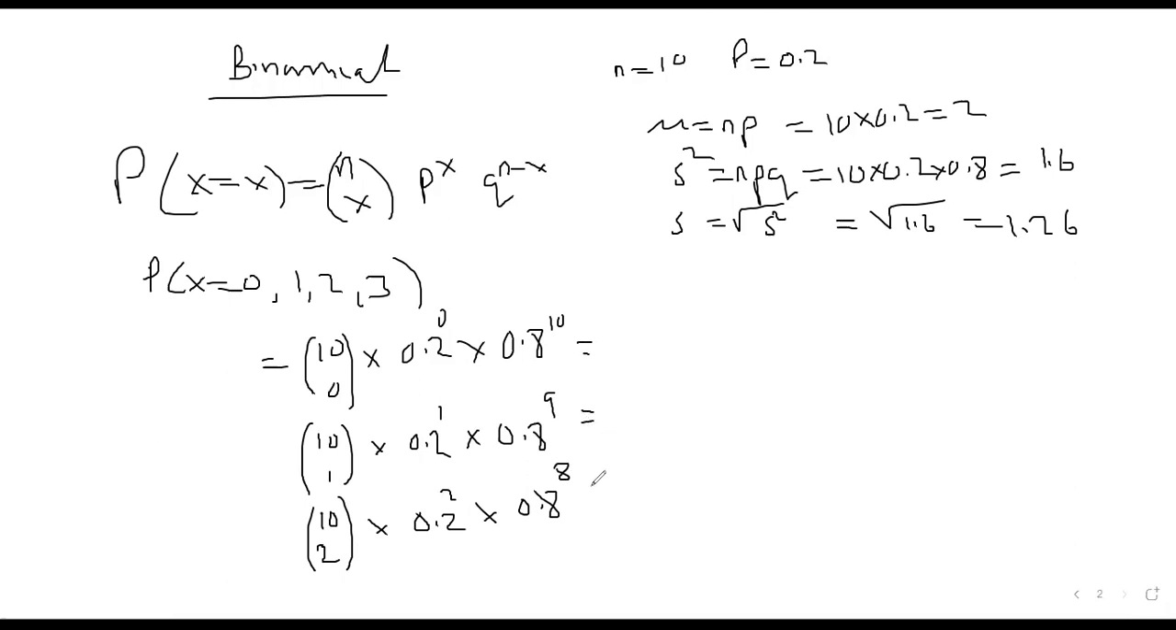Then compute them here. This is 1 times 1, and 0.8 to the power 10 gives you 0.1073. And here, 10 combination 1 is 10, times 0.2, times 0.8 to the power 9, which is 0.1342.